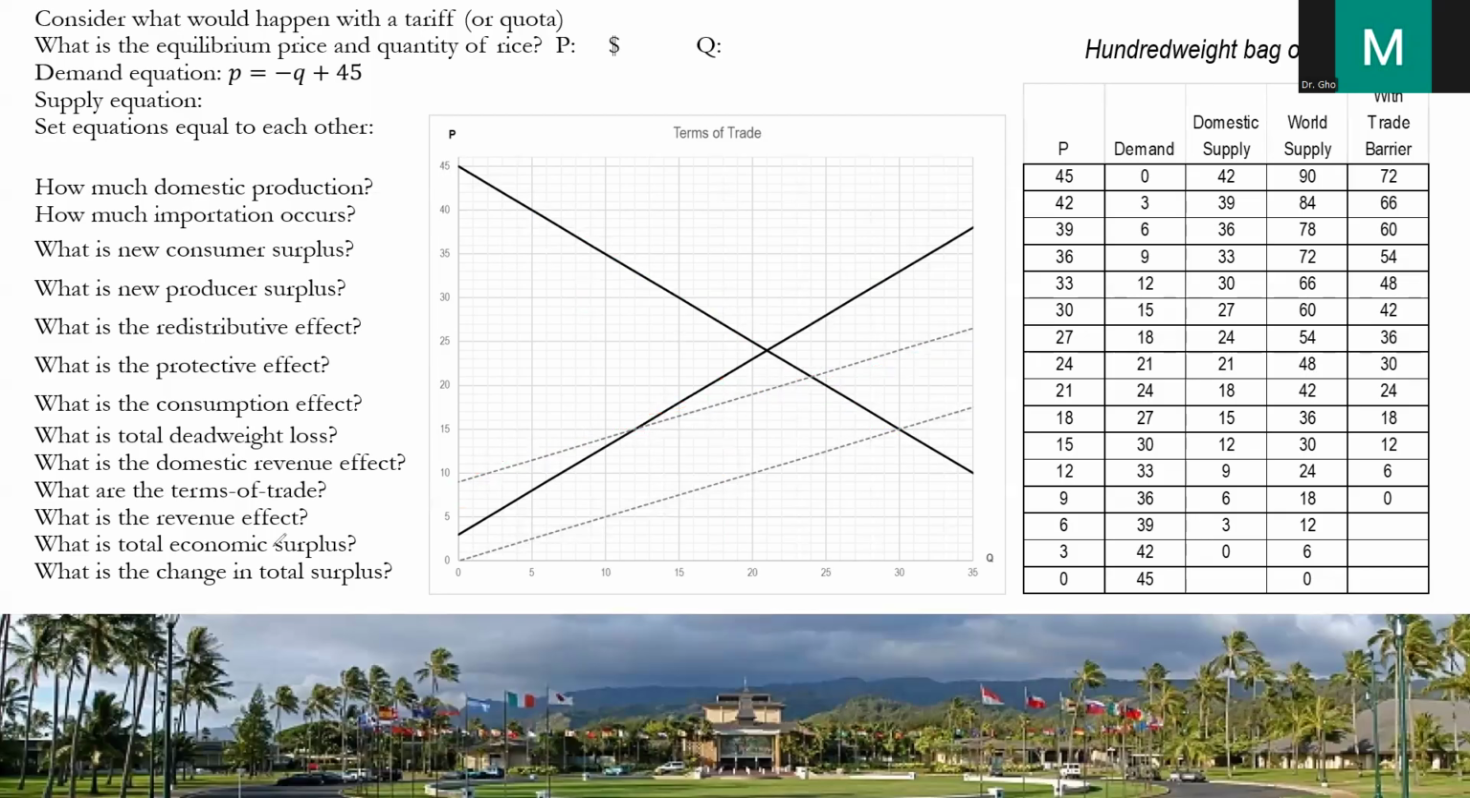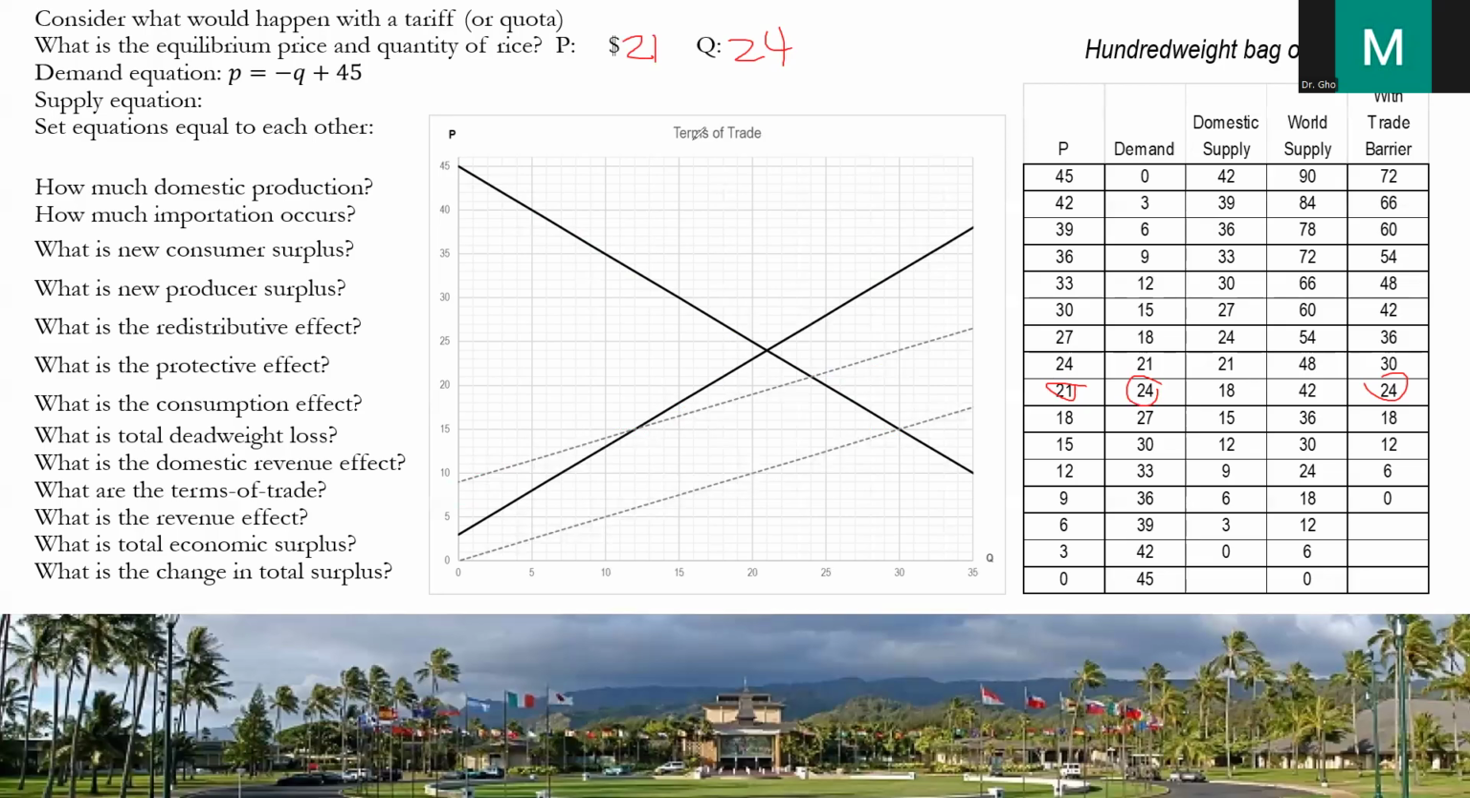Okay, now that we have our new supply curve, either it's given to you or you can figure it out. If they just tell you that you have some sort of a trade barrier, you can derive the new supply curve. I'm going to look at this one. What is the new equilibrium? If we use this schedule, how do we determine what the new equilibrium is? You find where quantity demanded is equal to the quantity supplied with the trade barrier. It looks like we're at 24 and a price of 21. So I'm going to write 24 with a price of 21.